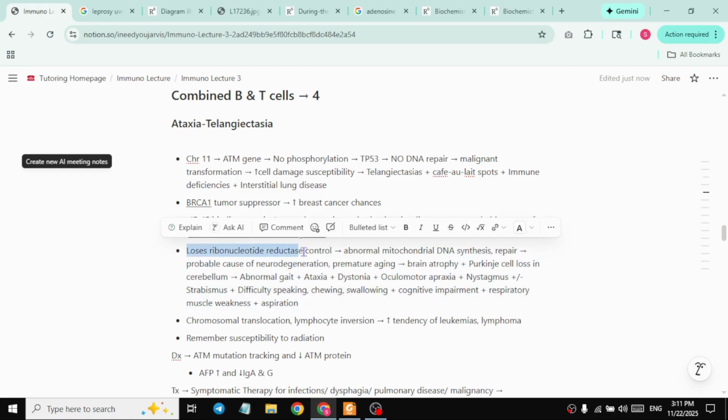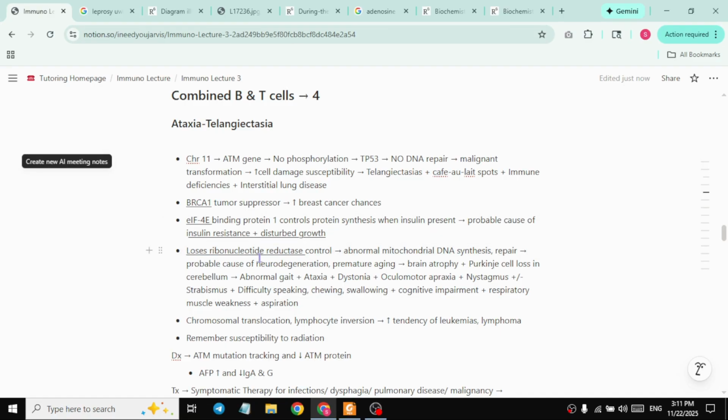This was supposed to actually help in growth of these T lymphocytes. Okay, but because of the loss of this reductase, you're going to have abnormal mitochondrial DNA synthesis, right? And once the DNA of the mitochondria starts dying, you're going to see neurodegeneration starting to occur. Constant neurodegeneration. That's why you see the abnormal gait, ataxia, dystonia, right? So abnormal contractions.